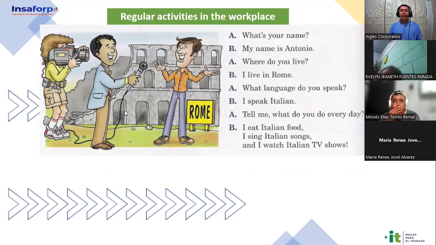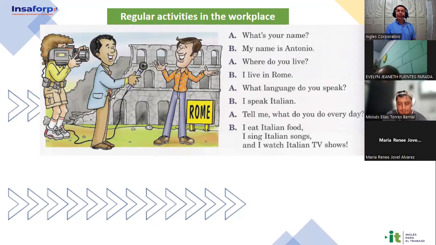He says, what's your name? And he says, my name is Toñito, Toño, right? Antonio. Where do you live? I live in Rome. What language do you speak? I speak Italian. Tell me, what do you do every day? I eat Italian food. I sing Italian songs. And I watch Italian TV shows. Okay.